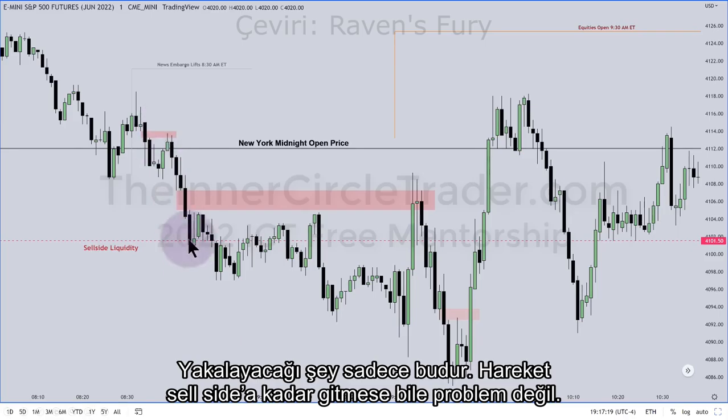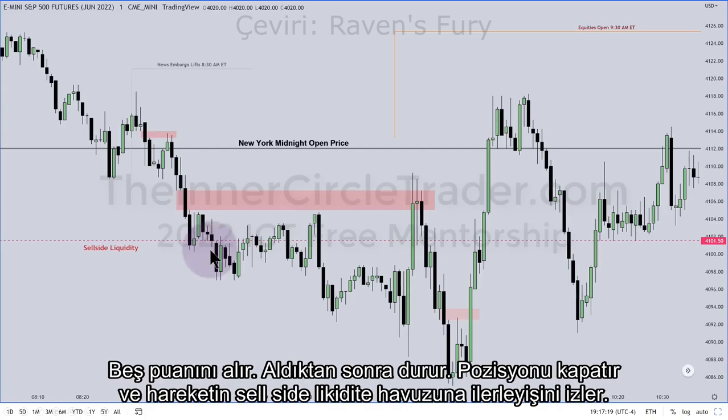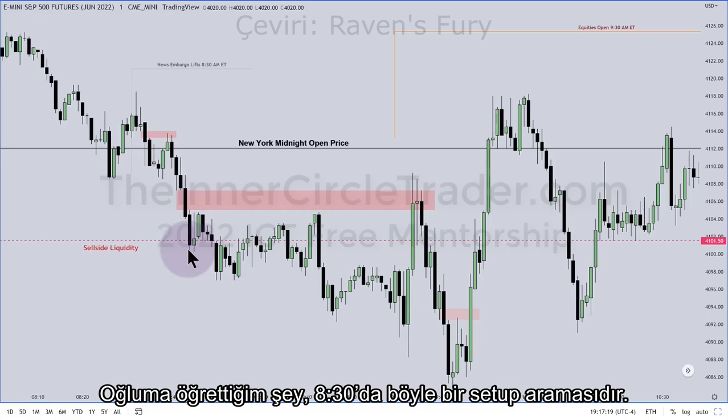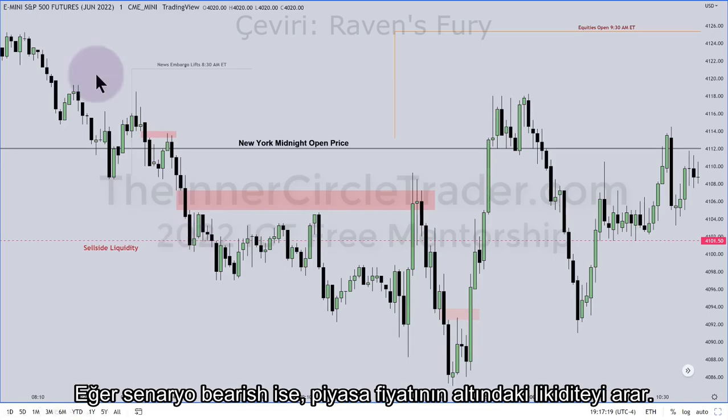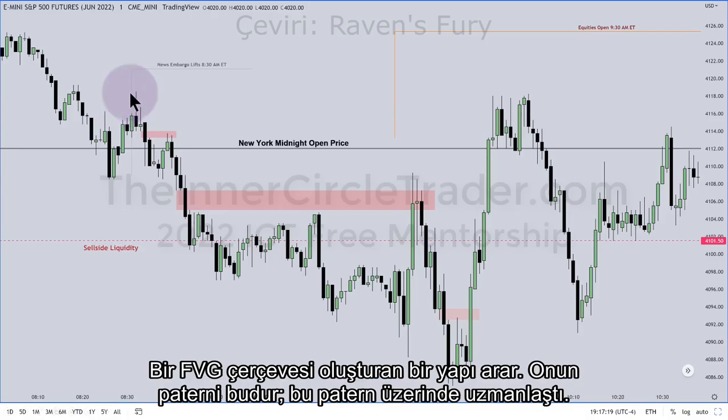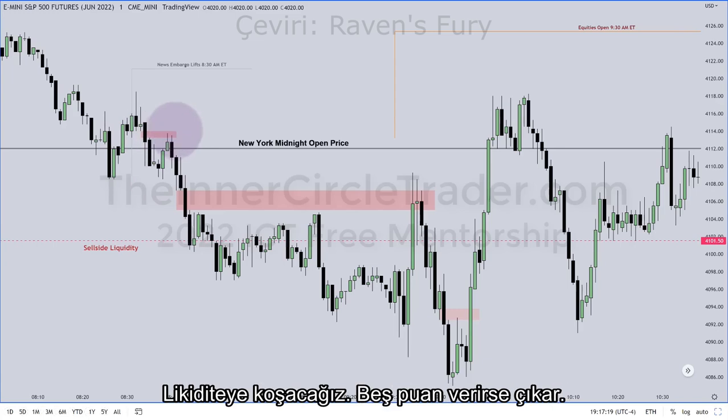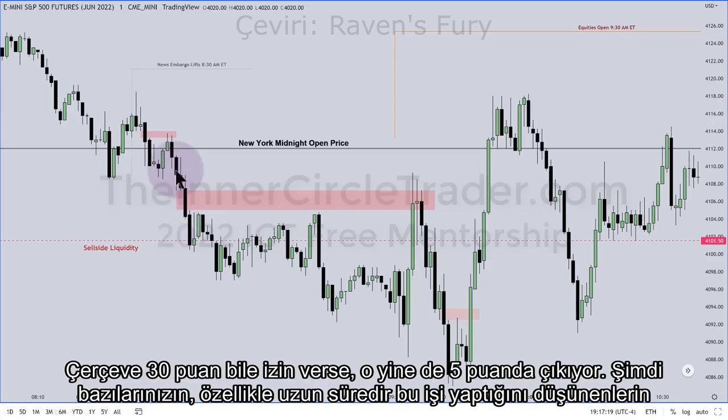In this move, he may not run all the way to the sell side. He's going to get his 5 points. Once he does, he's stopping. He gets out, and then he watches the move go to the sell side liquidity pool. What I teach my son to do is at 8:30, he looks for a setup like this. If it's a bearish scenario, he's looking for liquidity below the marketplace, and he's looking for some type of framework where it gives a fair value gap. That is his pattern. That's what he's settled in on. And we're going to run to liquidity. And if it gives him 5 points, he's out. Even if the framework allows for 30 points, he's getting out at 5.